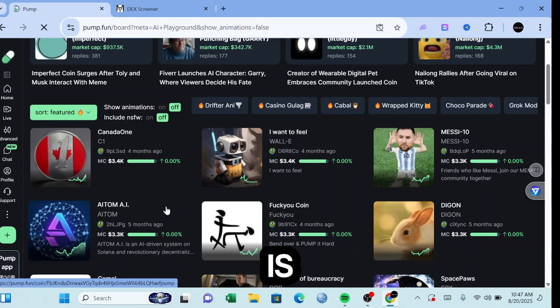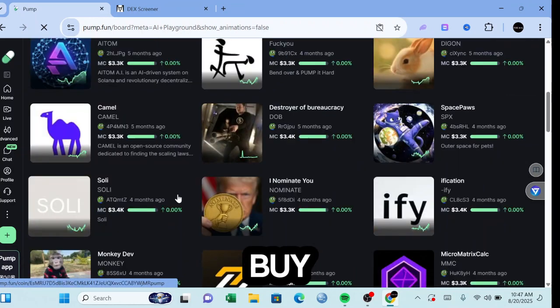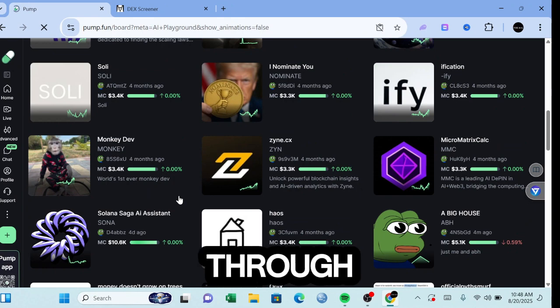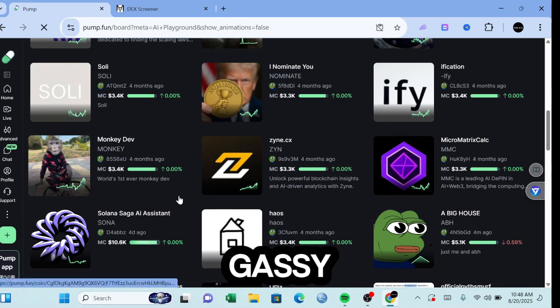But if there is bad promotion and they do not market the coin, nobody buys into it, and you will probably lose your money through gas, because when you create a coin on pump.fun you pay a gas fee.